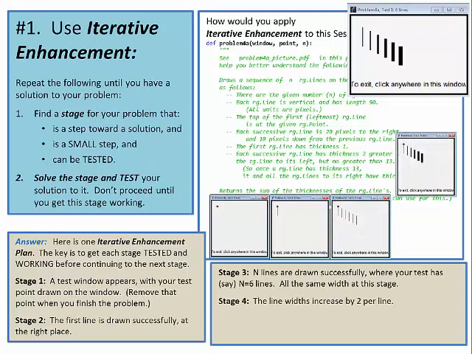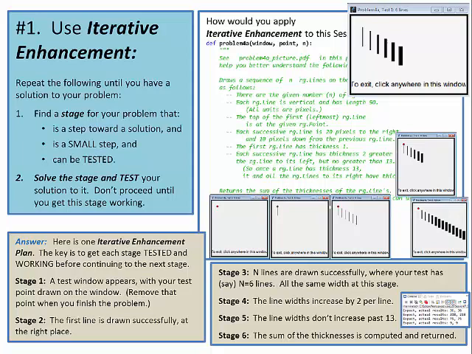The next stage might be to get thicknesses involved, having them grow by 2 per line, and the stage after that to halt that growth at 13. The final stage in this plan would be to get the returned value to work and test that. So that is an iterative enhancement plan.